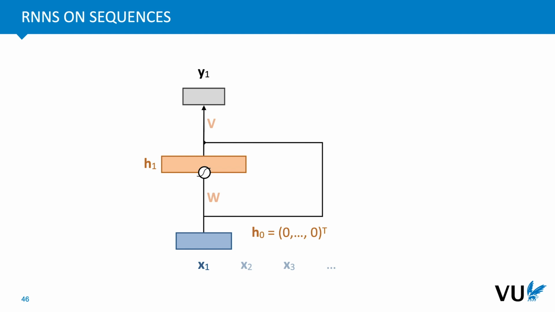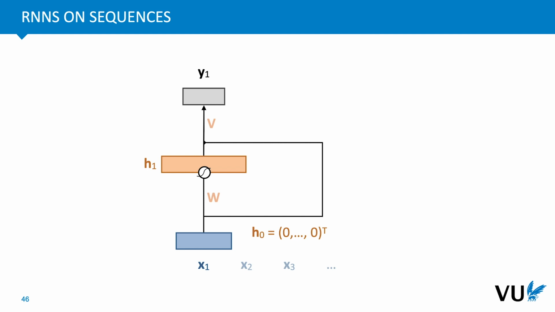We set the first hidden input, h0, to the 0 vector for now. So for the first time step, we have all we need. We concatenate h0, which is a vector of zeros, to x1. We multiply this concatenated vector by the weight matrix W, which gives us the first hidden layer, H1. That moves up and gets multiplied by V to produce the first output vector, Y1.